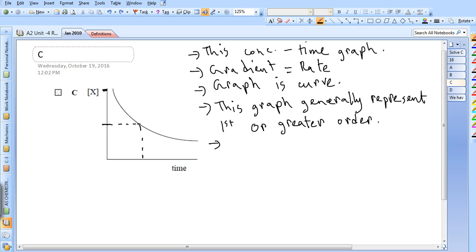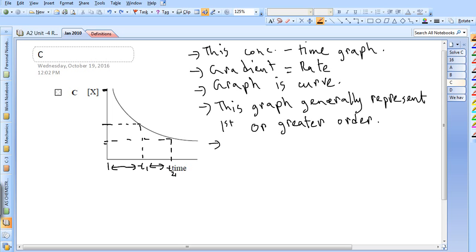So here we have considered this as the initial concentration, and this is the half concentration. So here we have found T1. Now we will consider this as the initial concentration and the half concentration would be here. So this is T2. If you have noticed, the half-lives are constant.